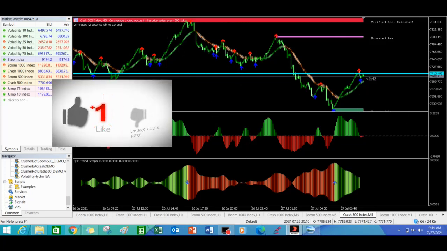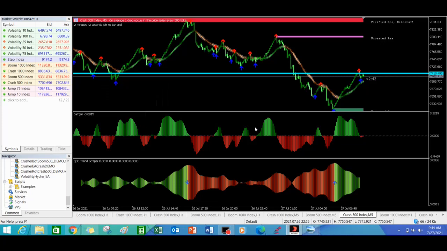Then it also gives me my entry points, which are the arrows, and my exit point too, which are also the arrows. So depending on the one I'm trading, that is how I always have it solved for you guys. Then let me quickly say this.